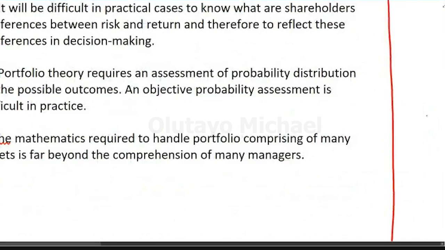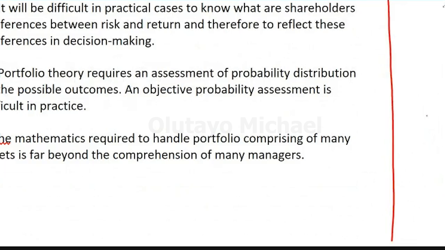Roman figure 4 says that portfolio theory requires an assessment of the probability distribution of the possible outcomes. An objective probability assessment is difficult in practice, which means deriving a probability distribution may not be easily come by. And the last, Roman figure 5, is that the mathematics required to handle a portfolio comprising many assets is far beyond the comprehension of many managers.